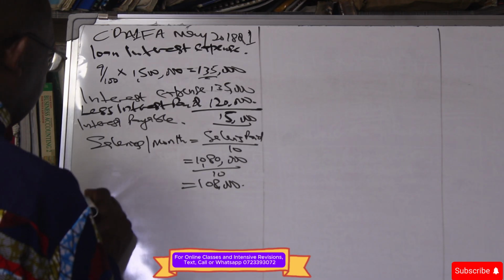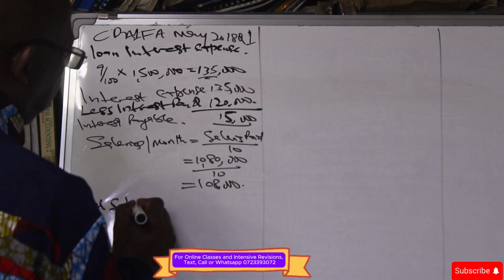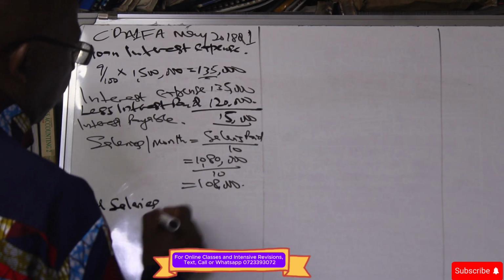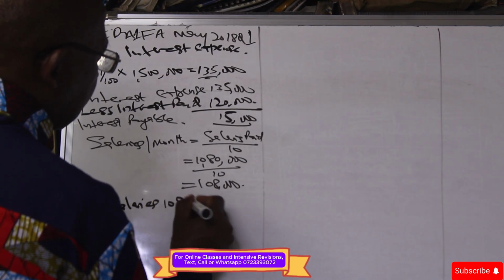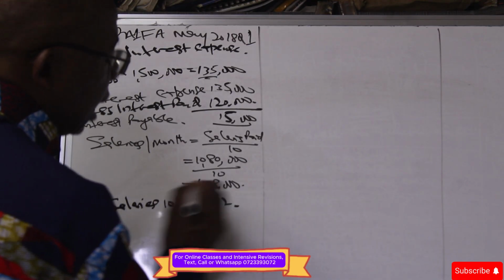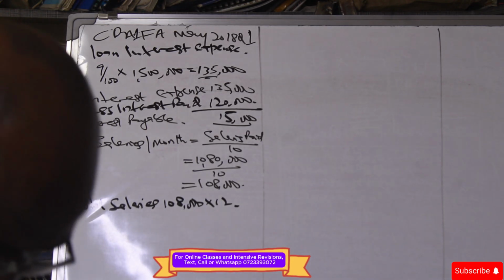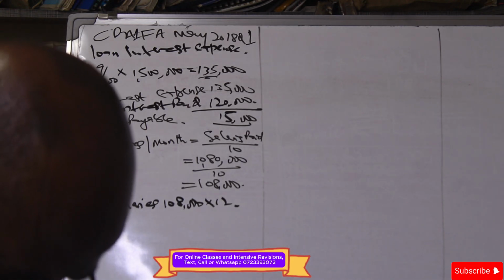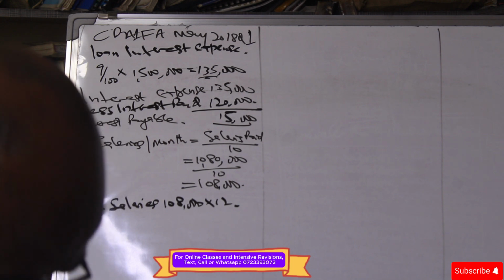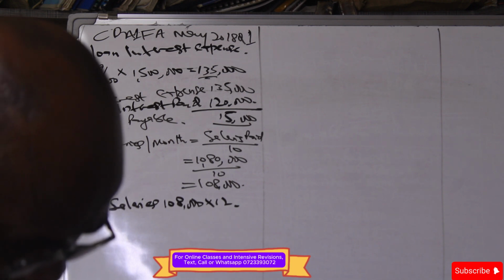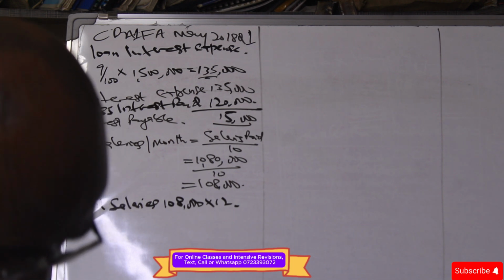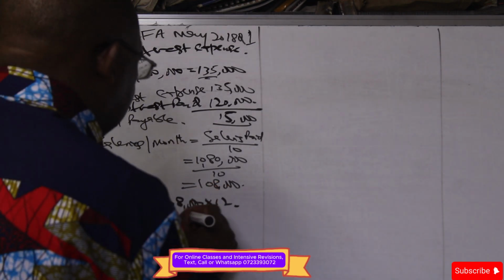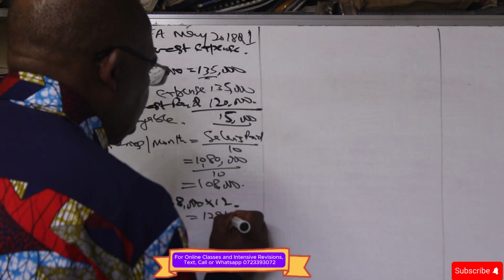So total salaries, both paid and unpaid for the year, is 108,000 times 12. This gives you the salaries expense. We get a salaries expense of 1,296,000.